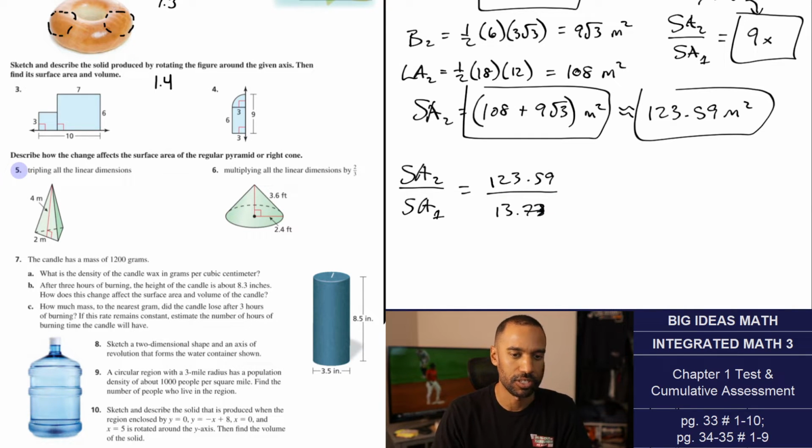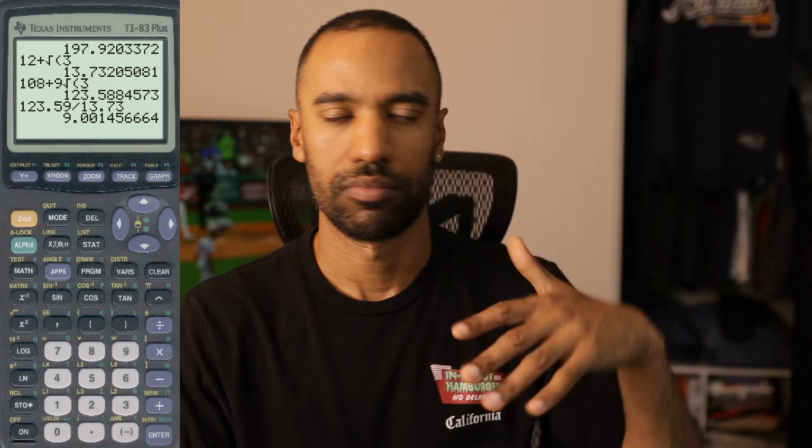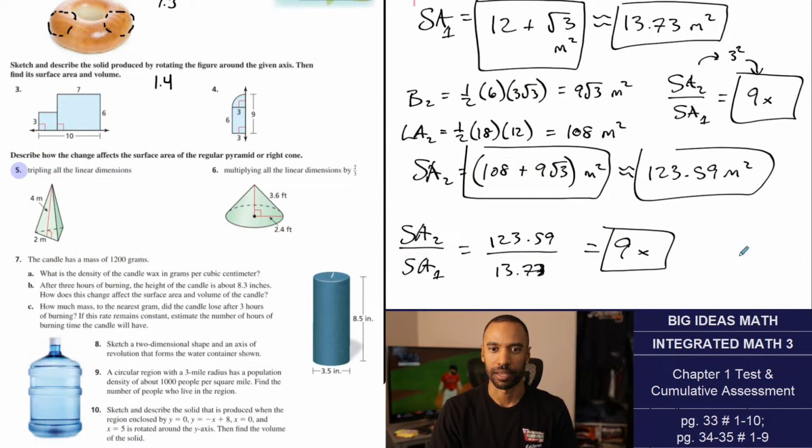Let's go to the calculator. Let's see. Whoops, you can't see my calculator. 123.59 divided by 13.73. 9.00, right? This is supposed to be 9. I rounded my numbers, but 9 times more. 9 times bigger than it was before. And that's what we're getting on that guy. So that is number 5 when you triple them all.